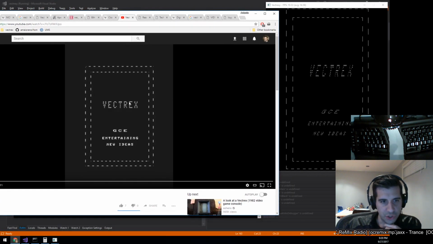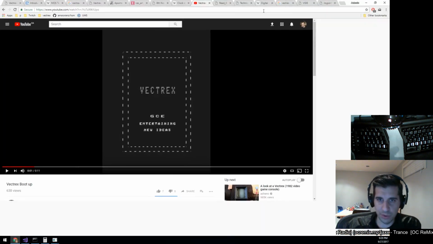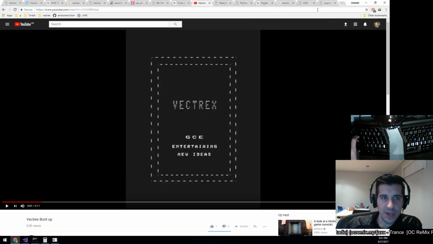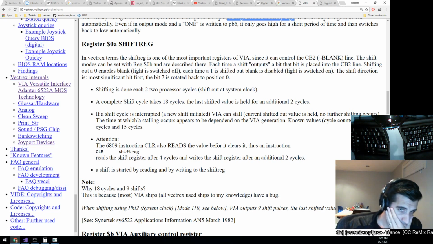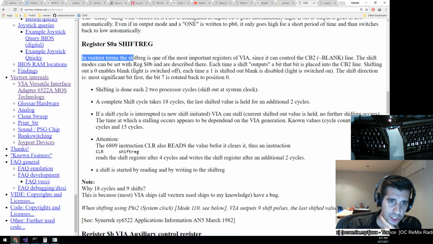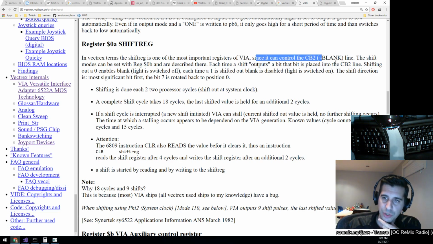So you see how it's all straight? Here it's slanted. And so my suspicions here are something to do with the number of cycles, or perhaps the way the shift register works. One of the things that I read here, he says: in Vectrex terms, a shift register is one of the most important registers of the VIA, since it can control the CB2 or the blank line. The shift modes can be set with register B and are described here.